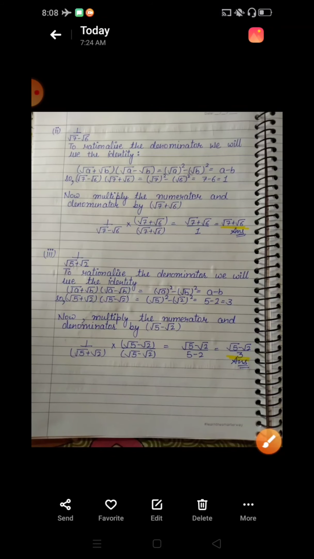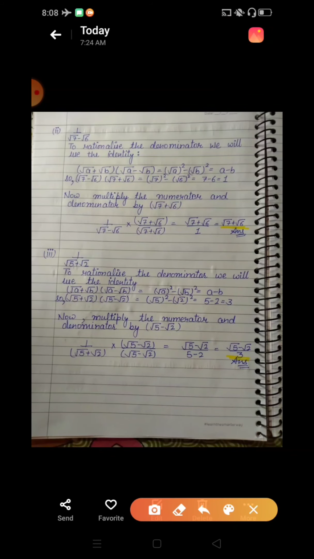Next is 1 by root 7 minus root 6. So we will use the identity: root a plus root b times root a minus root b becomes a minus b. So we will put the values and we will get the denominator equal to 1, which is a rational number. You just have to change the sign. You can see here I have just changed the signs of whatever is given here, and after that I will get the denominator as a rational number. So you only have to change the sign and then multiply using the identity.